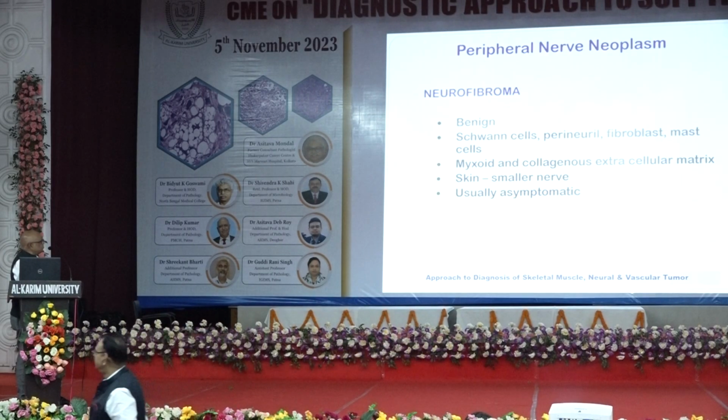Now, neurofibroma. It is also benign. You can see, other than Schwann cells, perineurial cells, fibroblasts, and mast cells with a myxoid or collagenous matrix. It is also found under the skin with the smaller nerves, and it is usually asymptomatic.